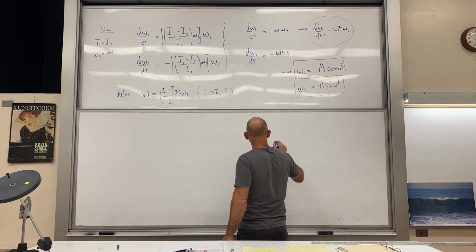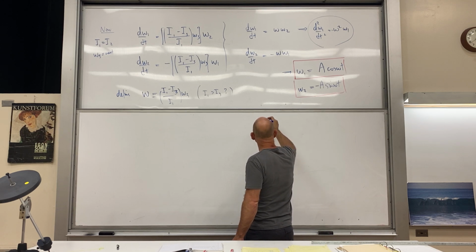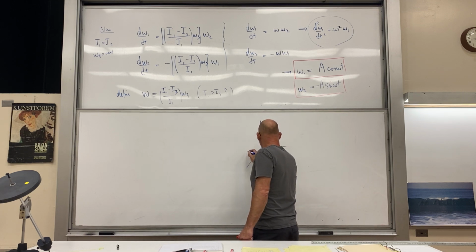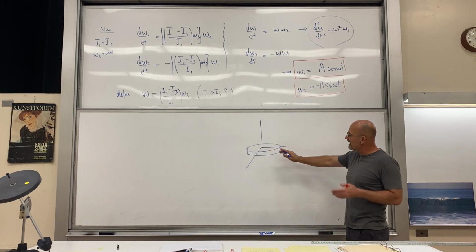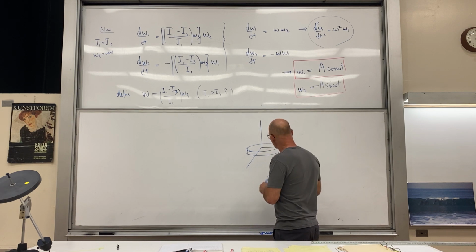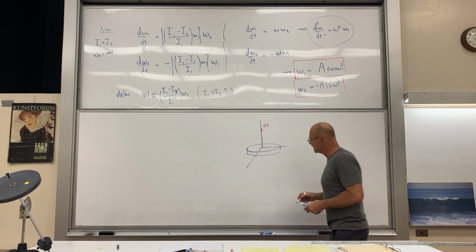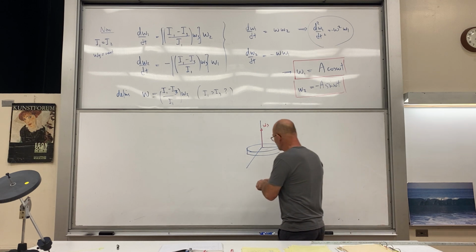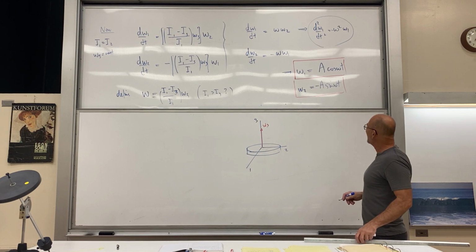Let's go ahead and draw a diagram. So we could be looking at a rotating disk. Okay. Now this is the body frame, and we know that the omega 3 is constant. That's our omega 3 along the 3 axis. I'll label this 1, 2, and 3. So what about omega 1 and omega 2?